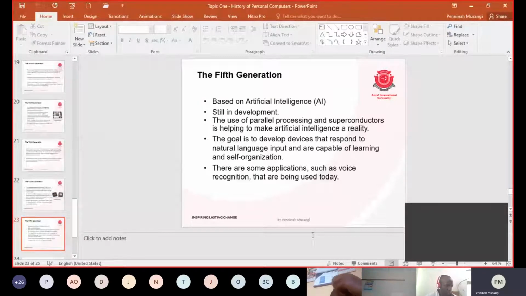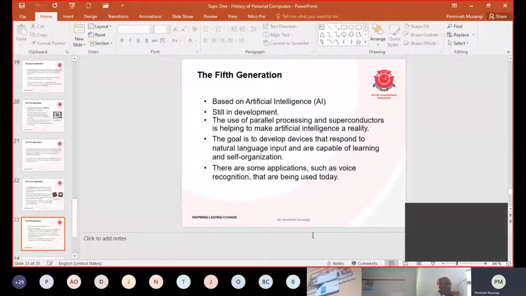So it is possible to search, and that is also the same technology Safaricom is using. You see, my voice is my password: you speak a word, and our phones are computers, they are able to recognize that. So that device is able to respond to natural language. And also, our next point is that there are applications such as voice recognition that are being used today. That is another development in the 5th generation.